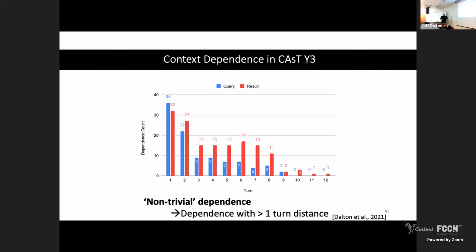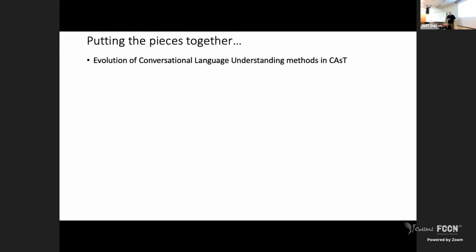So there's no telling you exactly the distance here, but there's a consistent dependence upon previous queries and previous results across the full length of the conversation. Particularly non-trivial dependencies cover about 22% of the overall mentions here. So both previous queries and previous responses need to be taken into account.